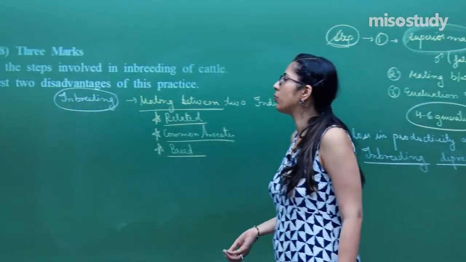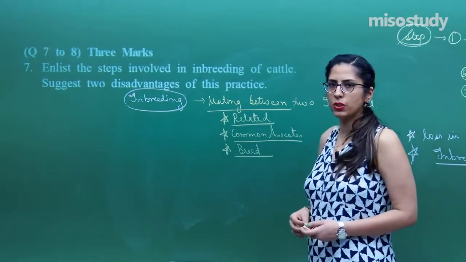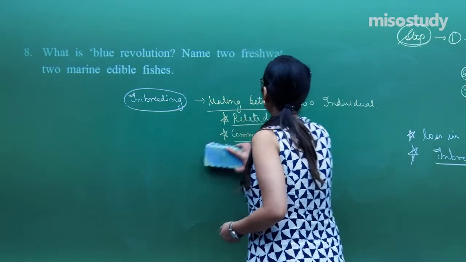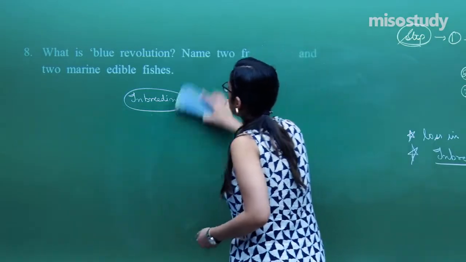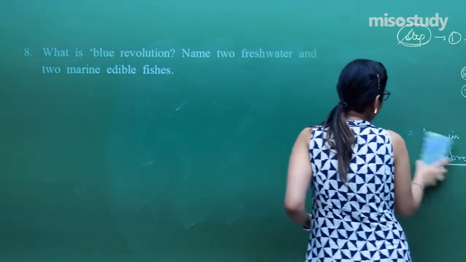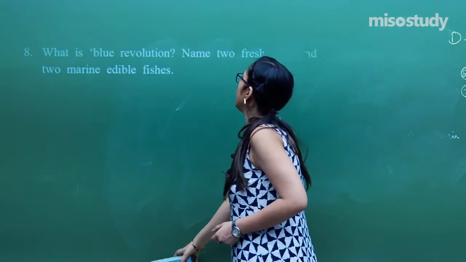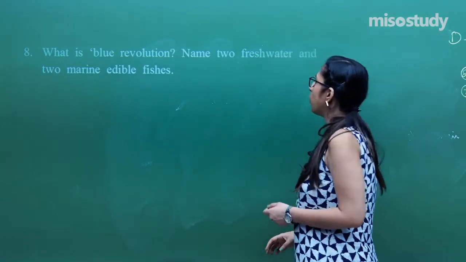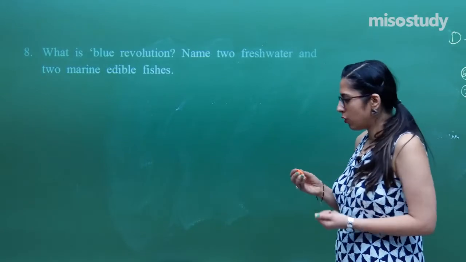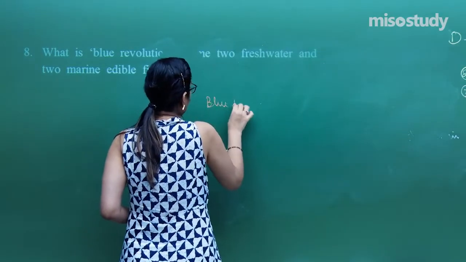Now come back to the question. So this is how you have to attempt these 3 marks questions. Now let's move to the next question, the last question which is of 3 marks. After that we have a 5-mark question. Now, what is a blue revolution, and name two freshwater and two marine edible fishes? So, what is a blue revolution?